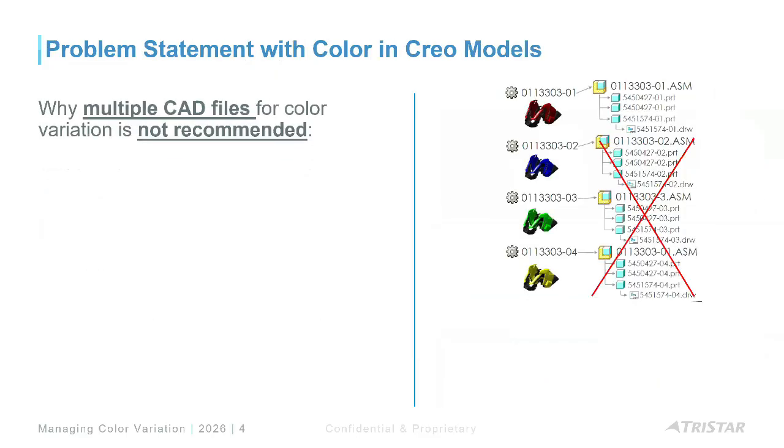So what is the deal with doing different CAD assemblies for different options of color? Well, first of all, when there's an ECN, you're going to be reworking a lot of different CAD files just to modify, to add another color or modify some colors used in designs. So that is pretty labor intensive because you have to manage a lot of different CAD assemblies.